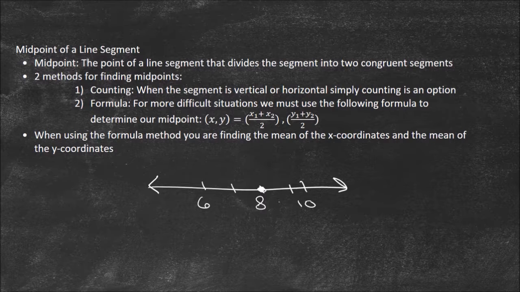But what you're going to see is that for things like diagonal lines and anything other than horizontal and vertical lines, that's not really an option. So what we really need to do is go to this formula. This is for difficult situations, and it really will help you find the midpoint of anything.